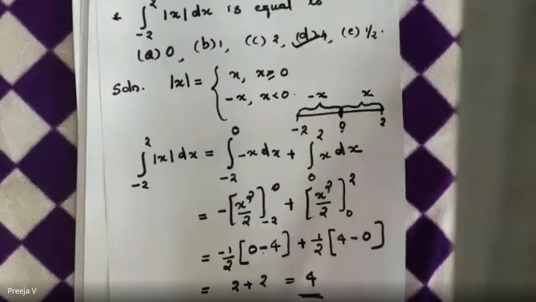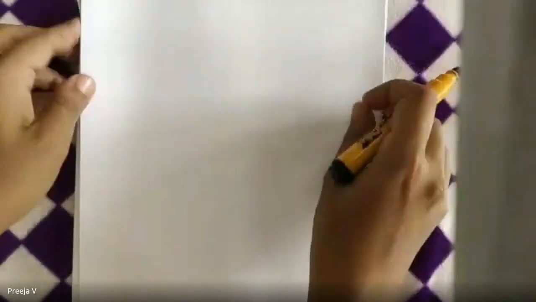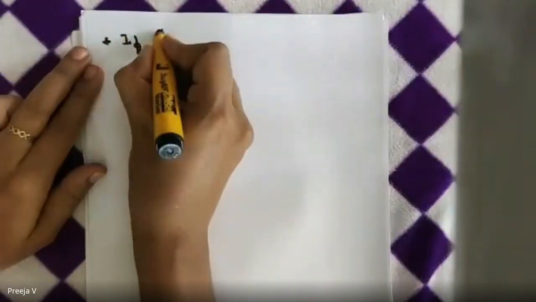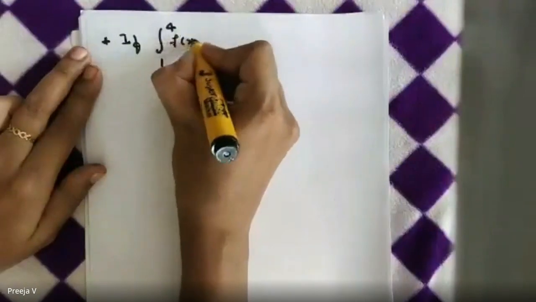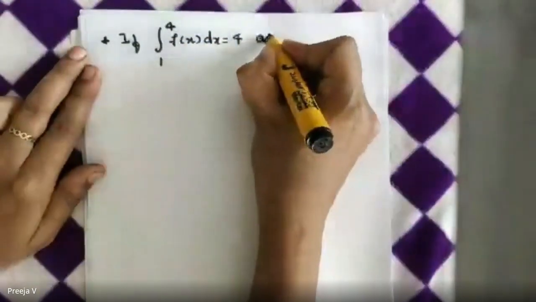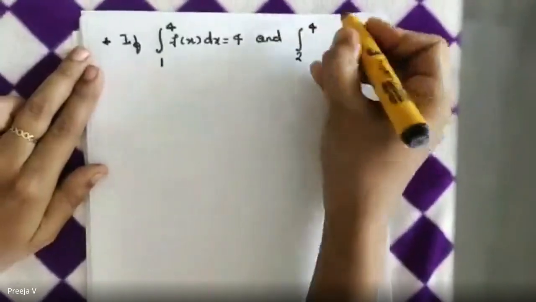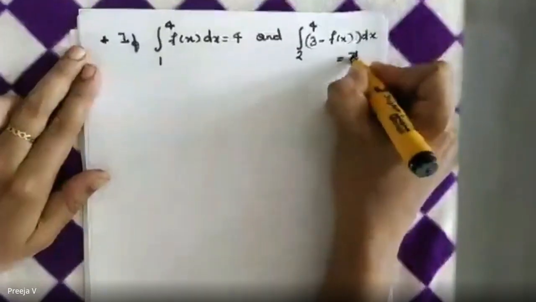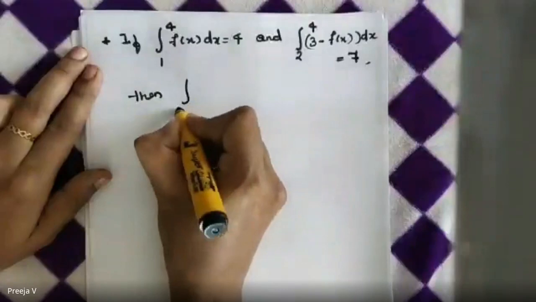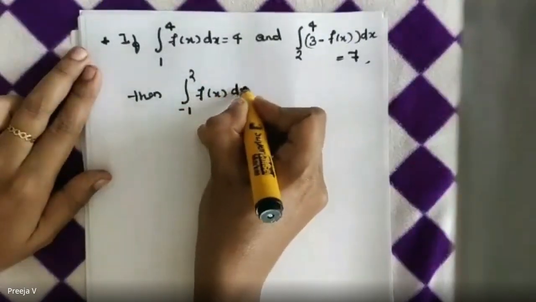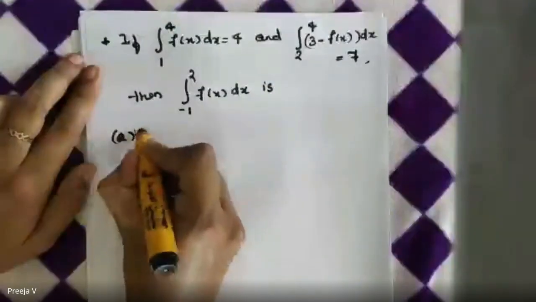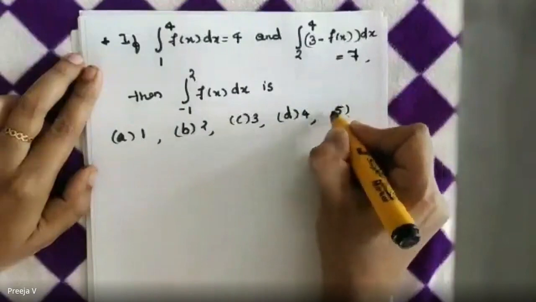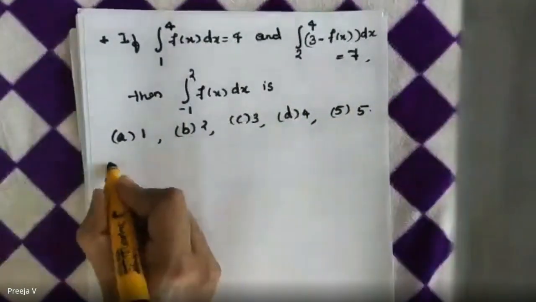Okay, next question. If integral from 1 to 4 f of x dx equal to 4 and integral from 2 to 4 3 minus f of x dx equal to 7. Okay, then integral from minus 1 to 2 f of x dx is, our question, first option is 1, second option 2, third option 3, fourth option 4, and fifth option 5. Okay, can we solve this?